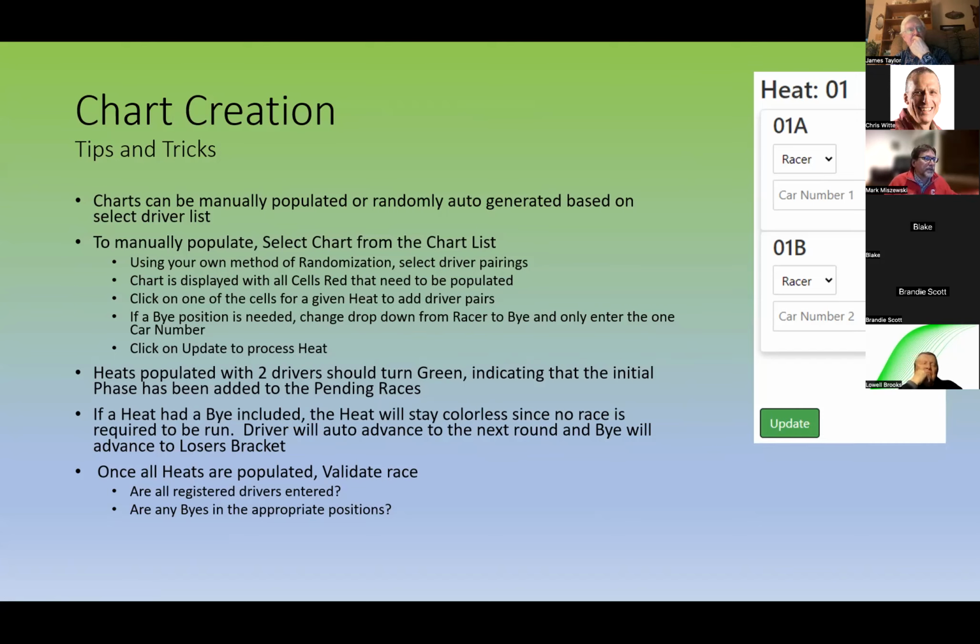Once all heats are populated, you validate your race and make sure all your registered drivers are entered. Make sure all your byes are in the appropriate positions, and you're set to race. The auto population will put the byes in the right spots. If you are manually entering things, you're responsible to put the bye where it belongs. It won't tell you whether you got it in the right spot or not.